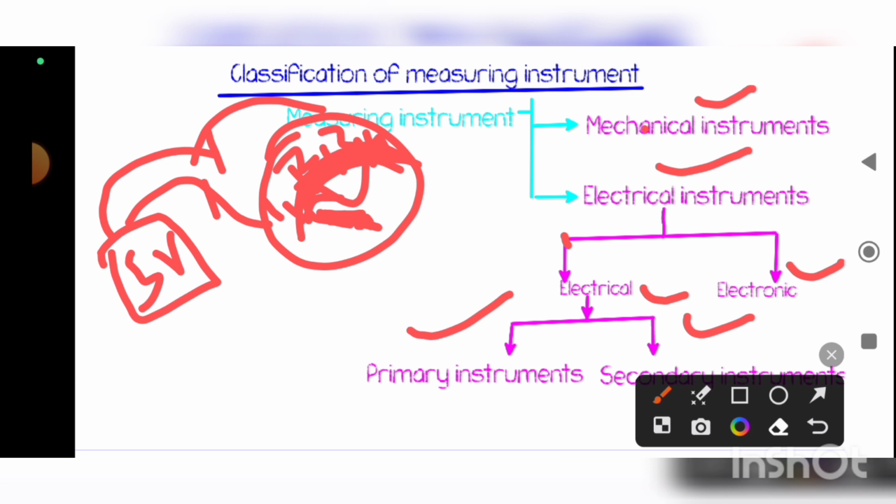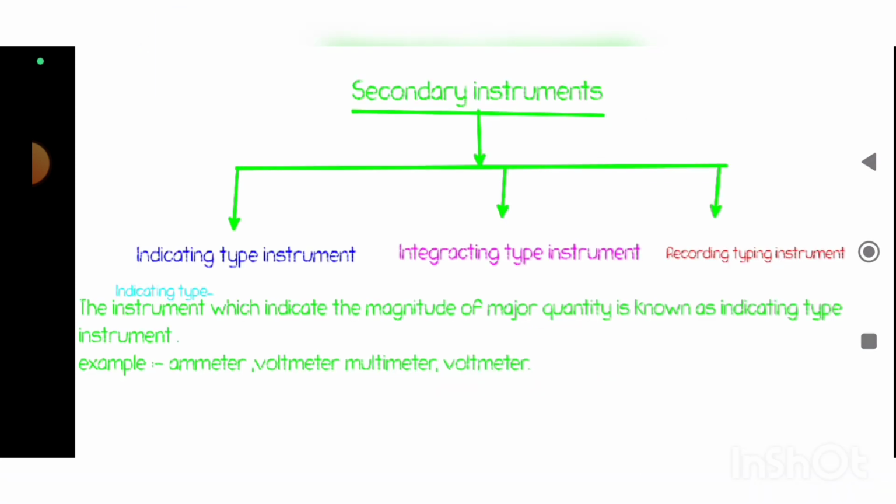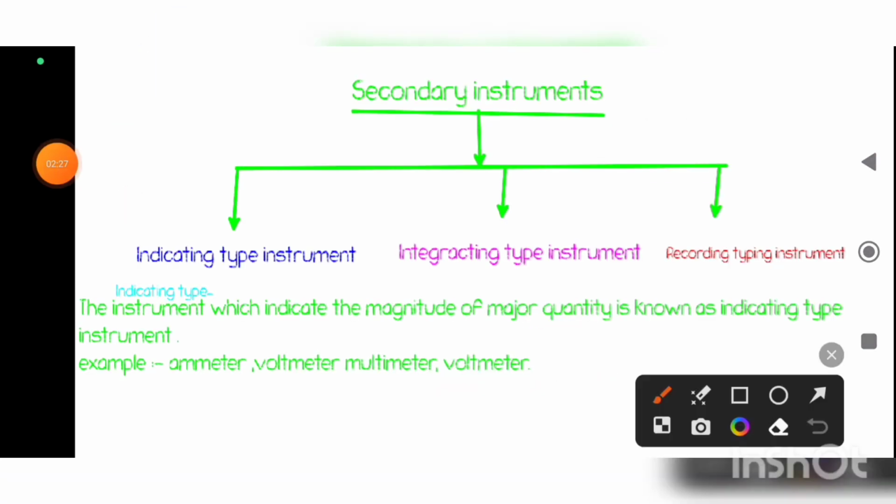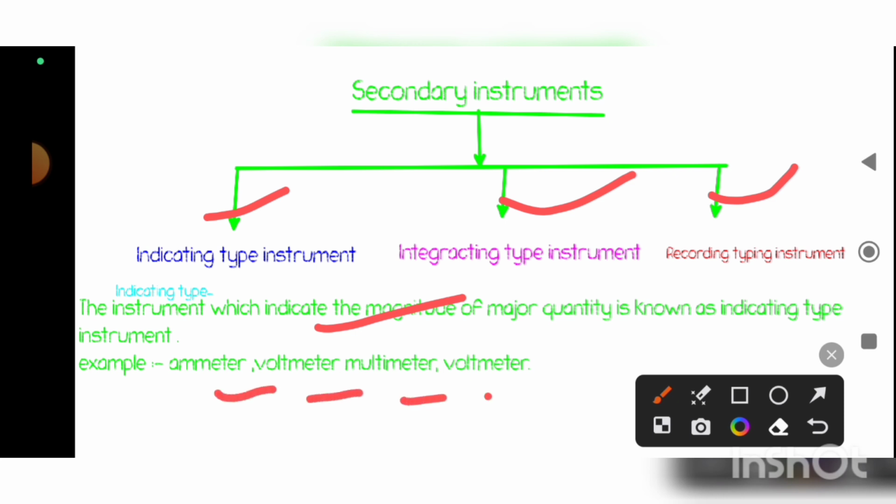The secondary instrument is further divided into three types: one is indicating instrument, another one is integrating, and the third one is recording type instrument. In an indicating type instrument, the instrument which indicates the magnitude of a measured quantity is known as an indicating type instrument. For example, ammeter, voltmeter, multimeter, and wattmeter. Here there is no requirement of any period or interval of time, so this is the indicating type instrument.